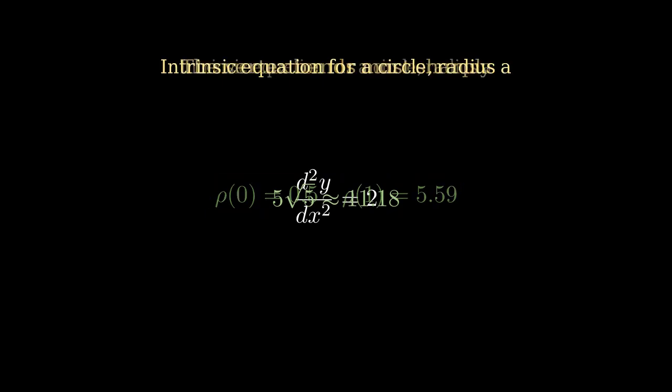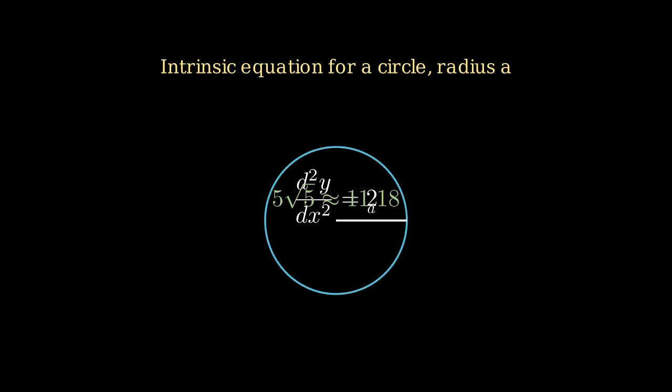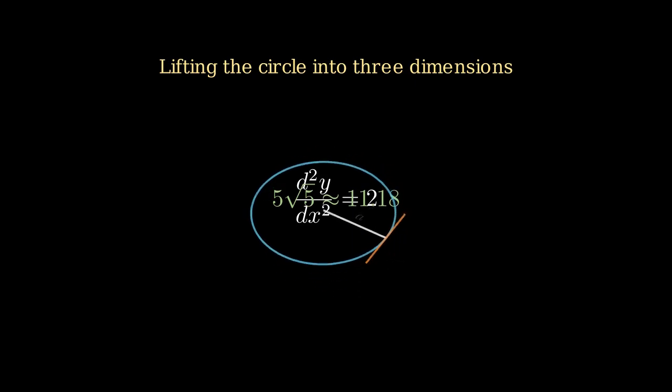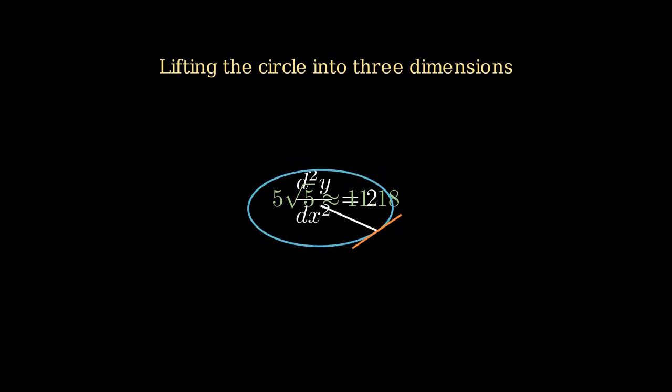Now let us find the intrinsic equation for a simple curve, a circle of radius a. On screen, the circle appears first in 2 dimensions, then the same circle lifts into a 3-dimensional view, showing the tangent line rotating as it moves around the curve.